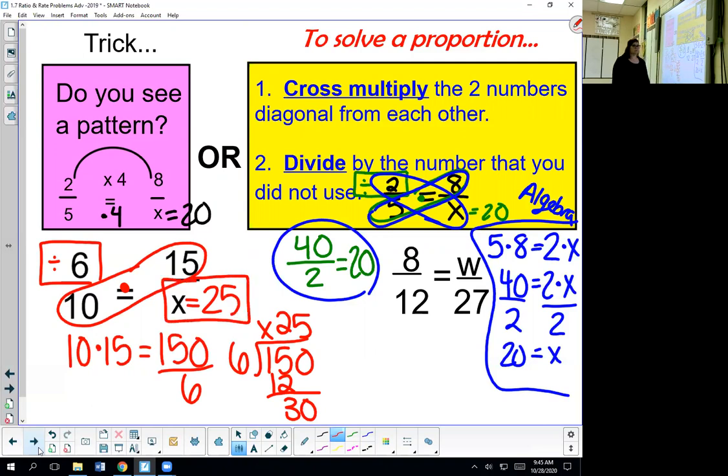How do you know you get it right? Cross multiply. Does 6 times 25 equal 15 times 10? It does, 150, 150. So cross multiplying and dividing.